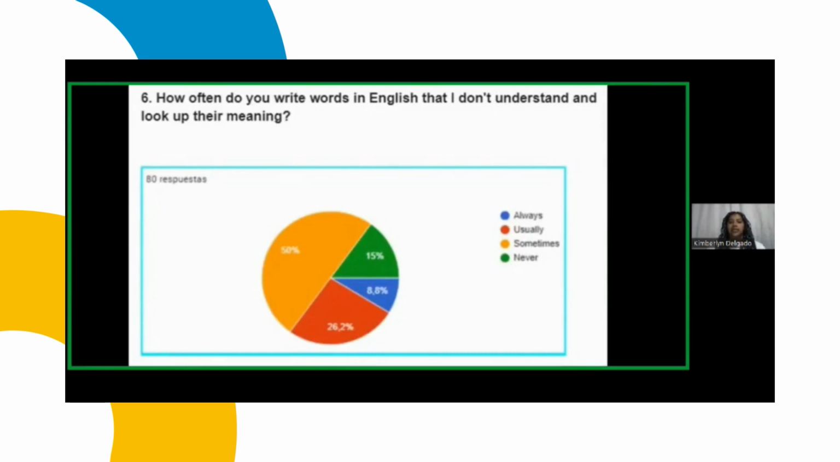Of the 80 participants, 40, 50% people select the sometimes option, followed by 21, 26.2% people voted for the usually option, 12, 15% people choose the never option, and the remaining 7, the 8.8% people voted for the always option. More than half of the participants write down the words they don't understand and they look up their meaning. This is an important point as it helps them to acquire vocabulary.